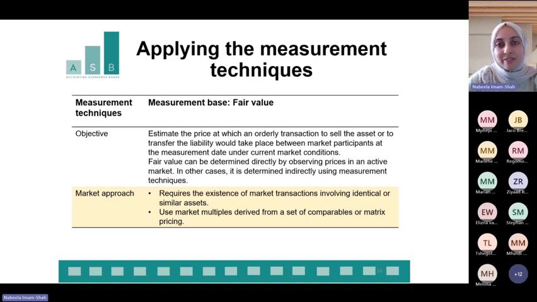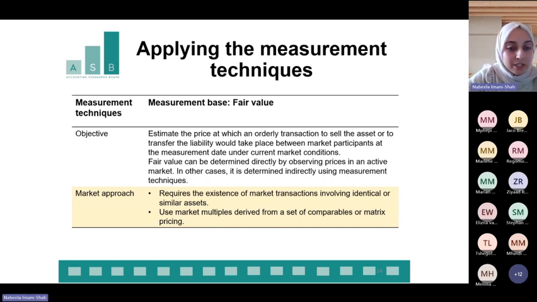Now, what are observable inputs and unobservable inputs? Observable inputs are inputs that are developed using market data, such as publicly available information about actual events or transactions, and that reflect the assumptions that the market participants would use when pricing the asset or liability. Unobservable inputs are inputs for which market data are not available and that are developed using the best information available about the assumptions that market participants would use when pricing the asset or liability.